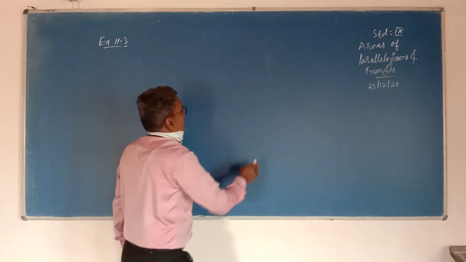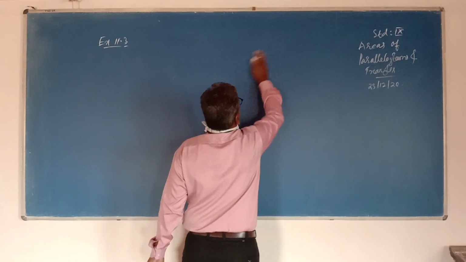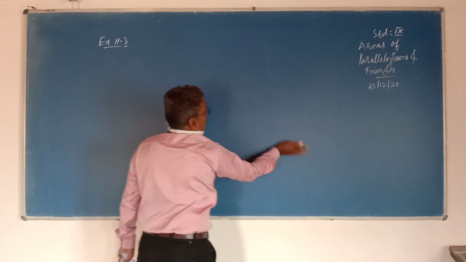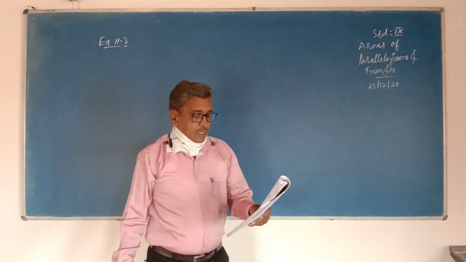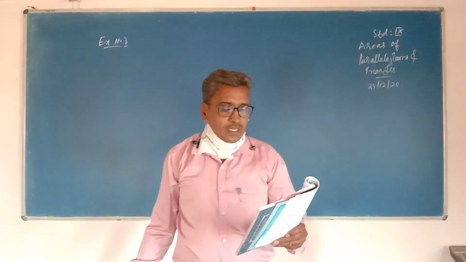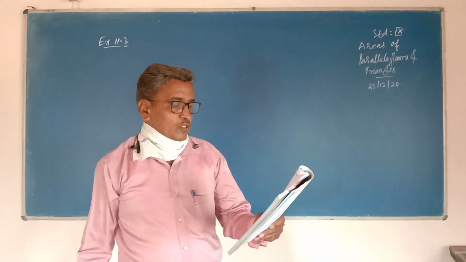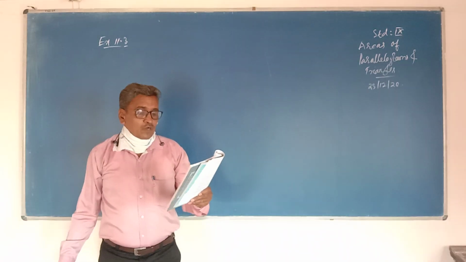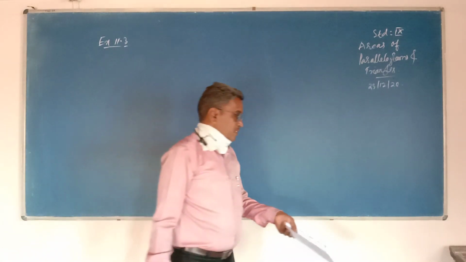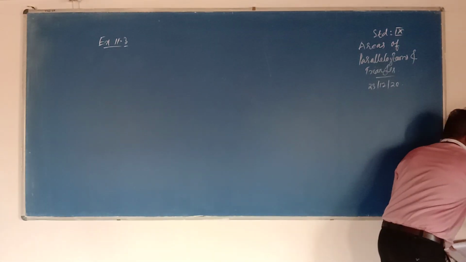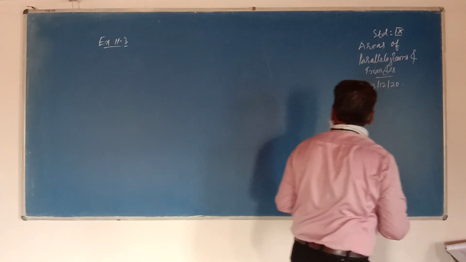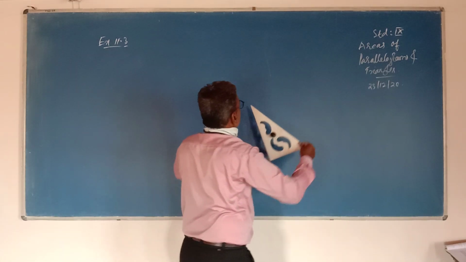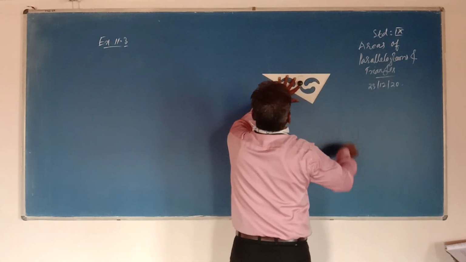The second example. The question is: in a triangle ABC, E is the midpoint of median AD. Show that the area of triangle BED is equal to 1/4 of the area of triangle ABC. So, triangle ABC is given.